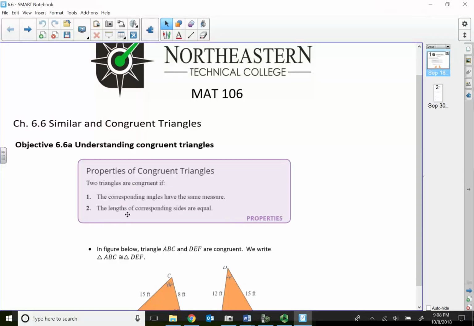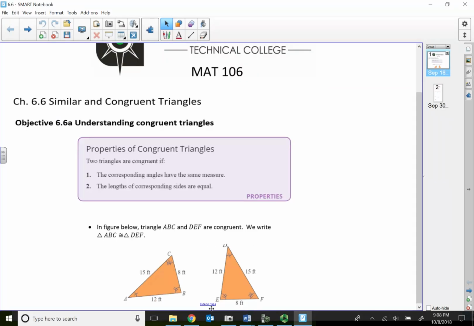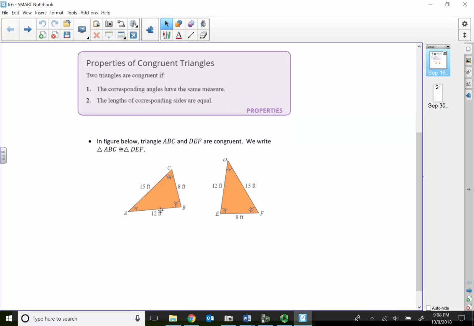Two properties. Two triangles are considered congruent if, number one, the corresponding angles have the same measurements, all right? And at the same time, to be congruent figures or triangles, the lengths of the corresponding sides are always going to be equal. So in the figure below, triangle ABC and triangle DEF are congruent. This problem already told me it's congruent. We can write the symbol for congruent as an equal sign with this little scribble up top.